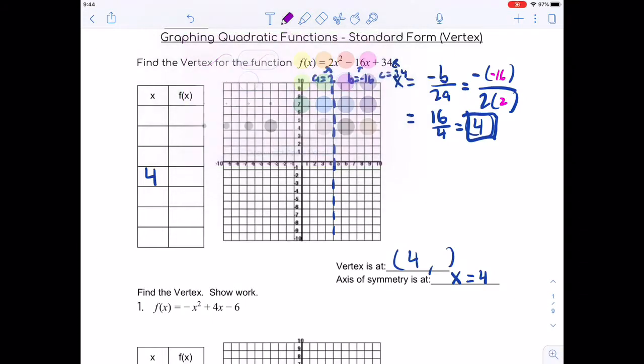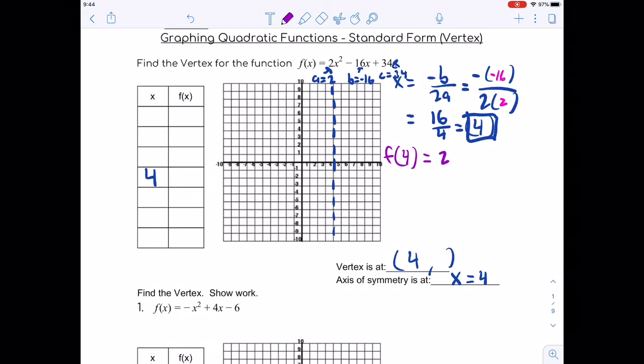So now we're going to do f of 4 to find out the height. So we got 2 parentheses squared minus 16 times 4 plus 34. 4 is in there. 4 squared, 16. 2. 16 times 4, 64. Plus 34.